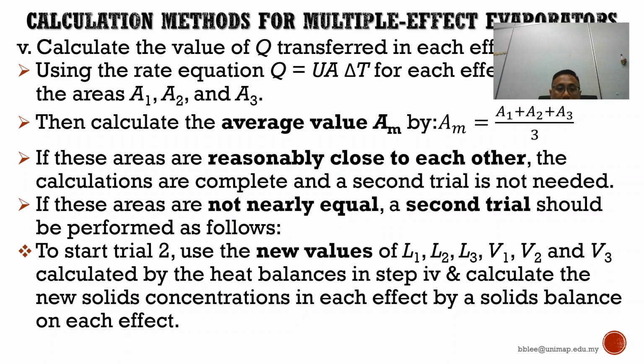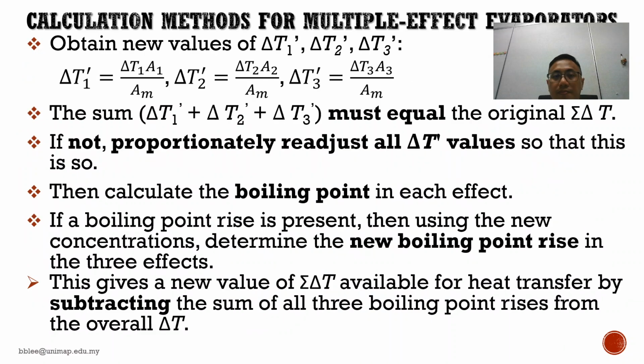To start trial 2, use the new values of L1, L2, L3, V1, V2, V3 calculated by the heat balance in step 4 and calculate the new solid concentration in each effect by a solid balance on each effect. You use the values calculated now to start all over again. Start all over again, assuming the L1, L2, L3 that we calculated now are the initial ones, and recalculate everything.